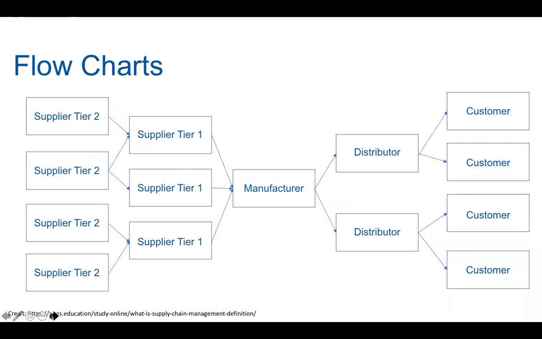Here's an example of how flowcharts can be used to visualize a step-by-step process. In supply chain management, you need to understand how materials move from suppliers to manufacturers and distributors, and finally to your customer. Using a flowchart, you can help visualize all of these different steps, especially if you have multiple suppliers or manufacturers or customers.